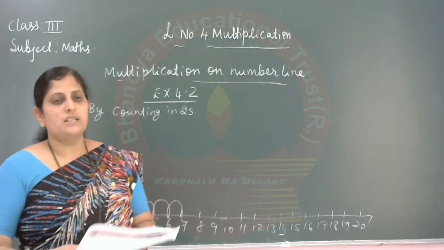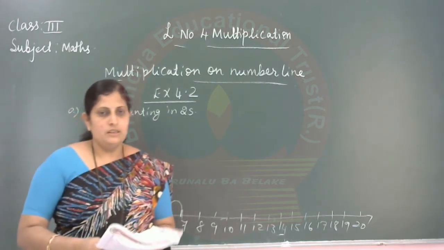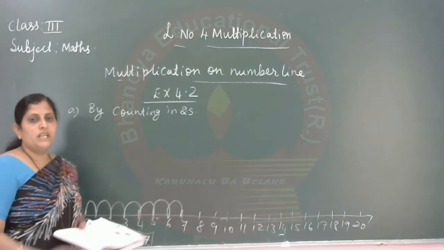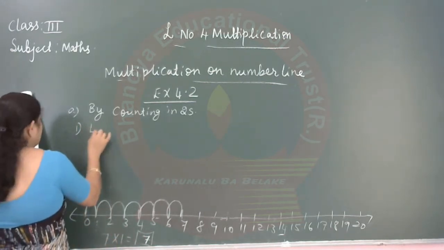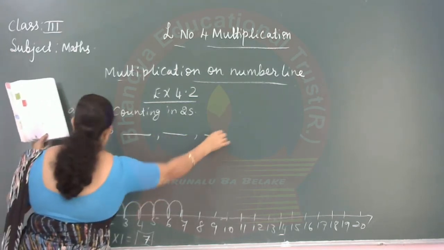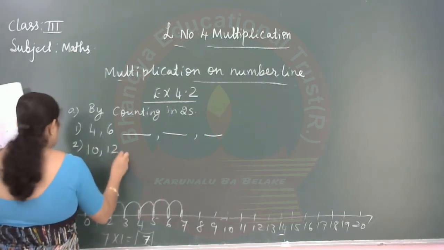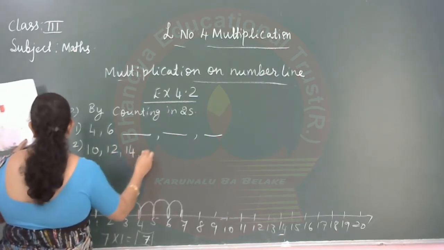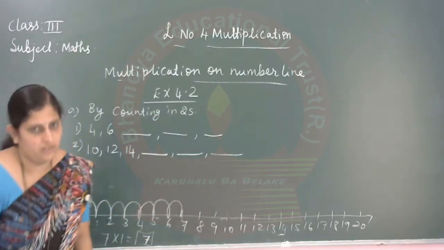Now come to exercise 4.2 second main. Second main, by counting in twos. See, first one we have 4, 6, dash dash dash. Next, second one: 10, 12, 14, dash dash dash. Three dashes are given here.